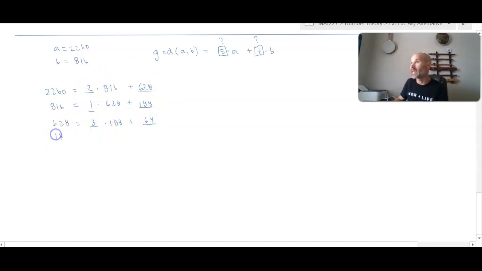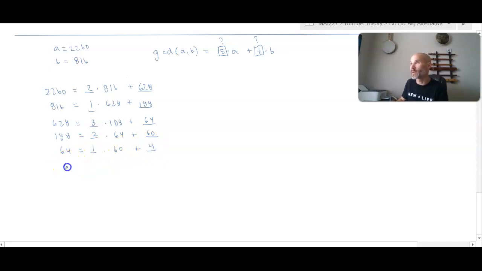Again, repeat, 188 equals some number of multiples of 64 plus a remainder. So 188 divided by 64 comes out to just under 3. So it's actually going to go in 2 times. 188 minus 2 times 64 gives us 60. You see we're getting closer. 64 equals some number of multiples of 60 plus a remainder. That, of course, goes into 64 once. 64 minus 60 gives us a remainder of 4.